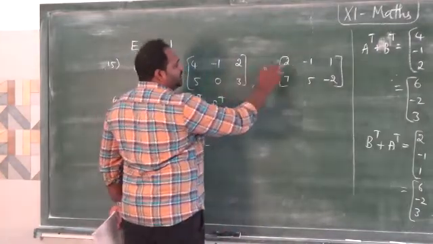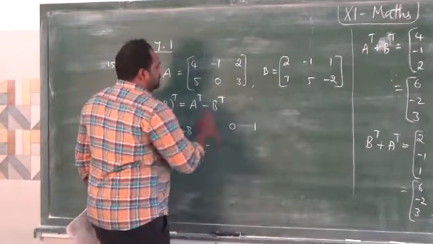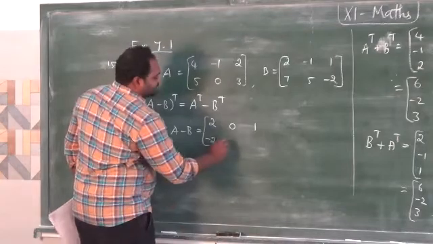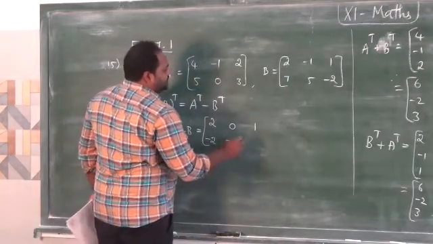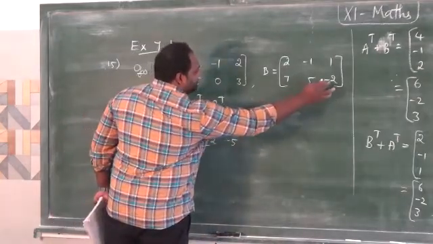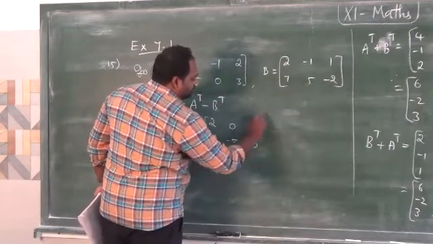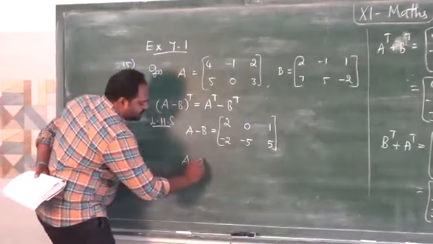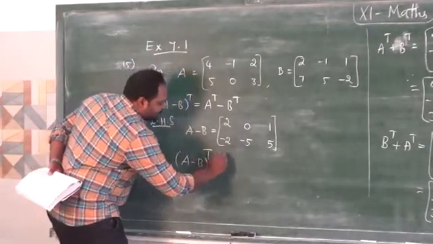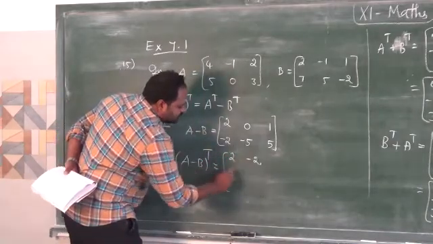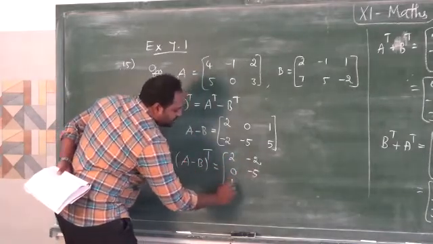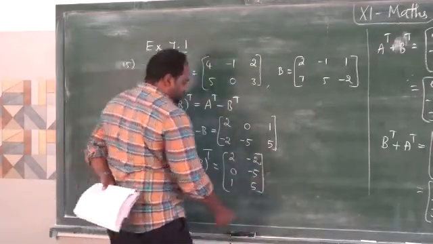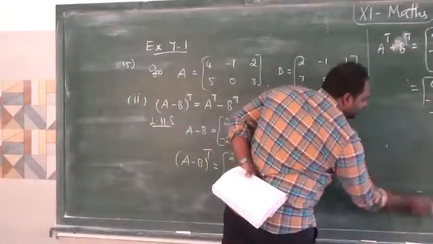Next, 2 minus 1 is 1. 5 minus 7 is minus 2. 0 minus 5 is minus 5. 3, it will become plus 2, so 3 plus 2 is 5. This is A minus B. Now I am going to take the transpose of A minus B: 2, minus 2, 0, minus 5, 1, 5. This is the LHS side. Next, I am going to find the RHS side.